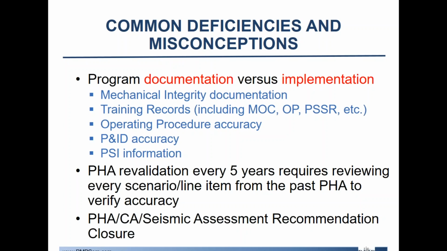Furthermore, when you do PHA revalidations, people just say, has anything changed? No, we're done. And it takes 50 minutes. Well, that's not how a revalidation should go. You should go through each line item on the process hazard analysis to make sure that the opinion of the people in the new team 5 years later are the same as what was done 5 years ago.